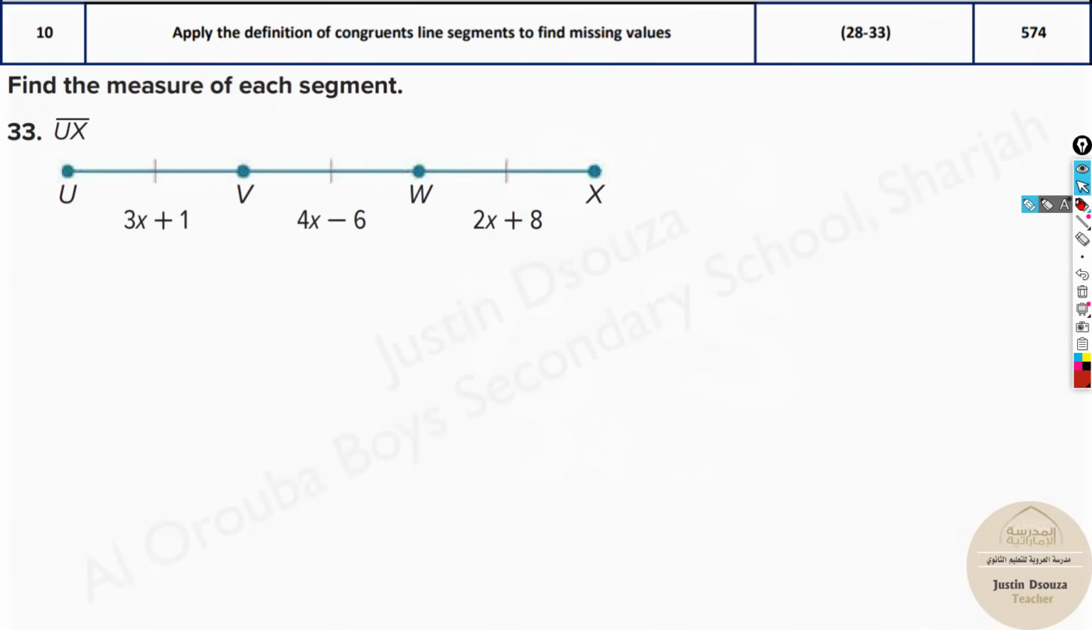Lastly, we have this problem here where we need to find u to x. That's the total length that needs to be solved. First, let's equate the two and solve for the x value. 3x plus 1 equals 4x minus 6. How do you find x?